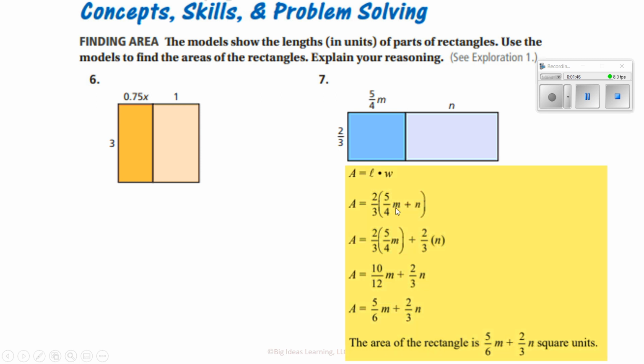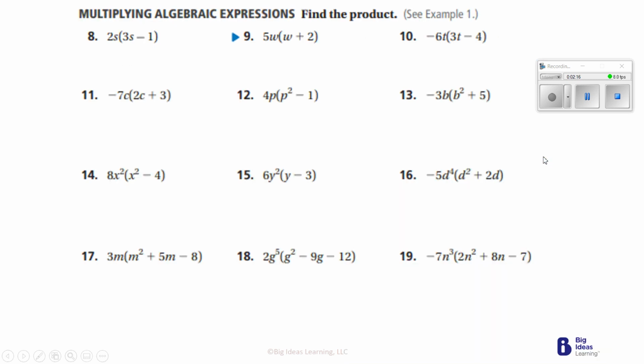2/3 times 5/4m. I can't multiply 2/3 to the m, but I can multiply to this fraction here. 2 times 5 is 10. 3 times 4 is 12. So now we have 10/12m plus 2/3 n. I can reduce 10/12 because they're both divisible by 2. This should be 5/6m plus 2/3 n. So the area of the rectangle is 5/6m plus 2/3 n square units. And that's as simple as we can put it.